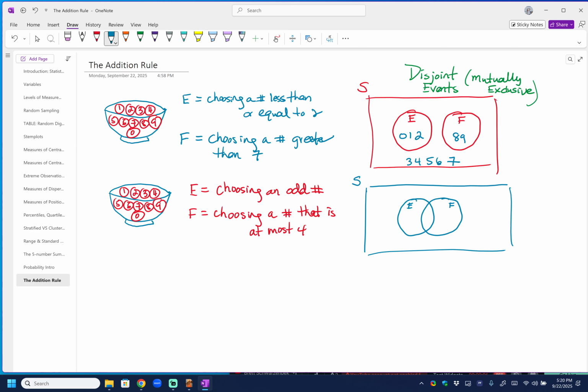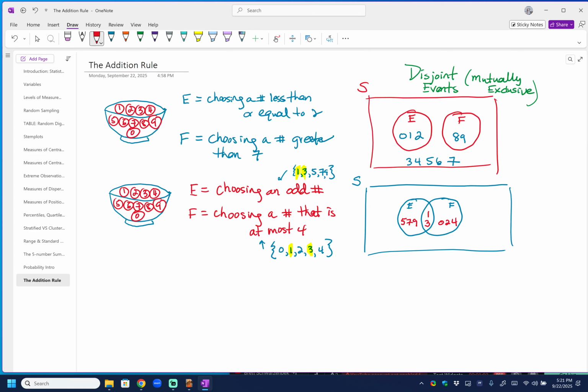So let's figure out the events that go in each of these. Well, we know that an odd number would be, let's throw it over here so we have it, 1, 3, 5, 7, 9. And at most 4 is going to be 4 or less: 0, 1, 2, 3, 4. So we need to see which ones overlap. In other words, which one of these are odd? Well, looks like 1 and 3 are the only places that these two sets overlap. So we start there. We take 1 and 3 and we put it in the overlap. For an odd number, which is E, we need to put the rest of the numbers, 5, 7, 9. And for F, we need to put the rest of those numbers, which are 0, 2, and 4.